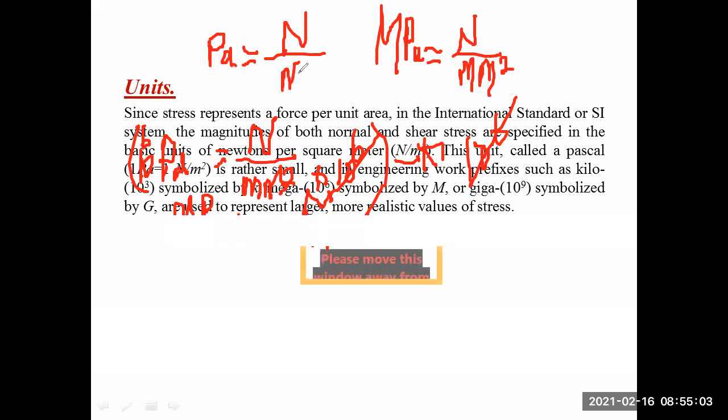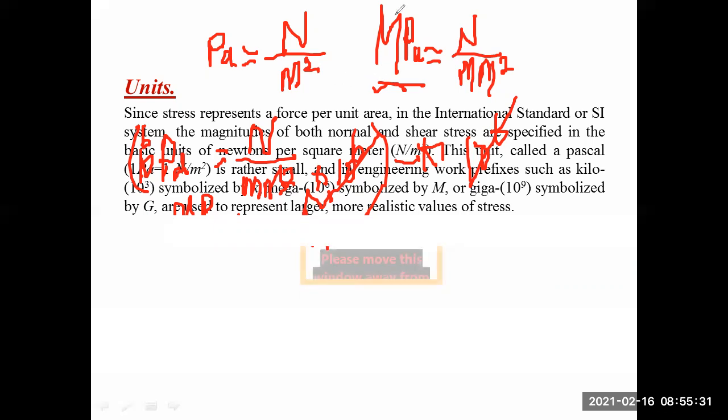Pascal is Newton per meter square. Okay, megapascal is Newton per millimeter square. So how can we prove this? You convert meter square into millimeter. Each meter is 10 to the power 3 millimeter, right? So if you have meter square, it would become 10 to the power 6. Okay, so Newton over millimeter square times 10 to the power 6.